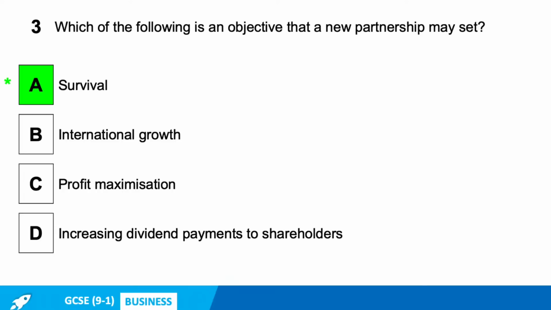Now, a common error in Edexcel papers or answers linked to objectives is that survival is a financial aim or objective, not a non-financial aim or objective. So if you're an Edexcel student, that's worth bearing in mind.